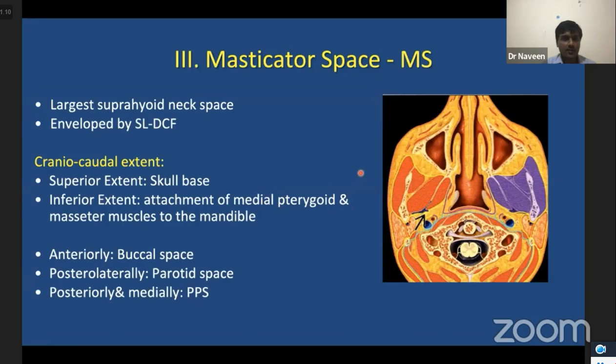Masticator space lesion. It is the largest suprahyoid neck space. It is enveloped by the superficial layer of the deep cervical fascia. Its extent is from the skull base superiorly down to the lower part of the mandible. Anteriorly, it is related to the buccal space. Posteromedially, it is related to the parapharyngeal fat, and posterolaterally, it is related to the parotid space.